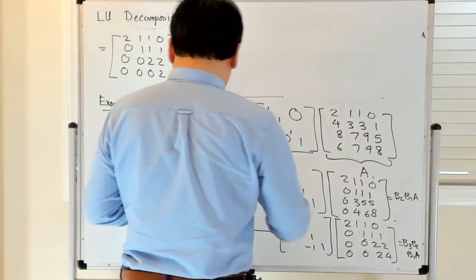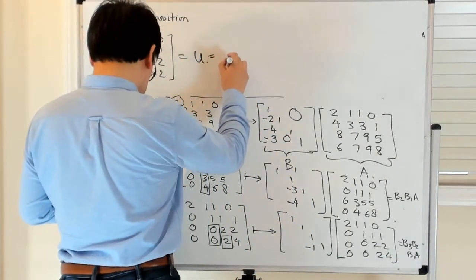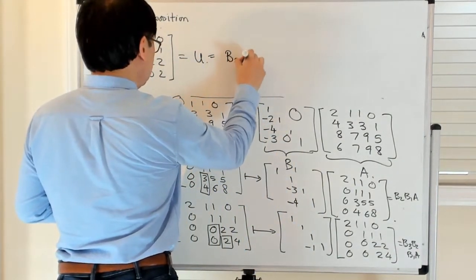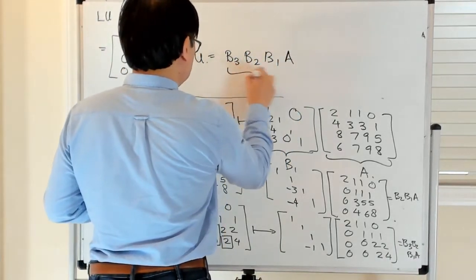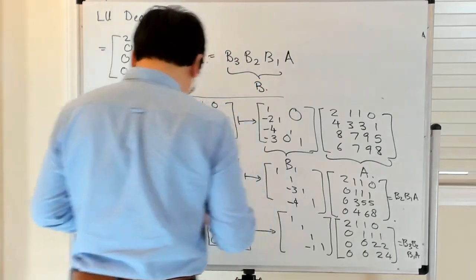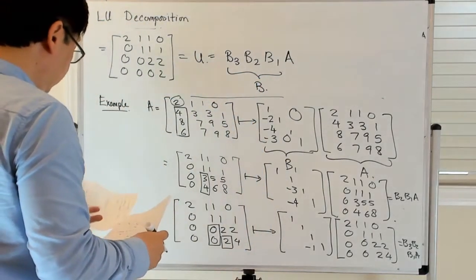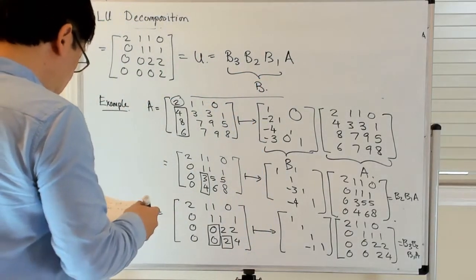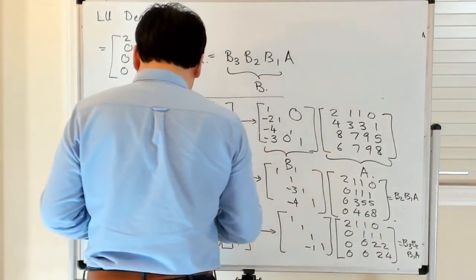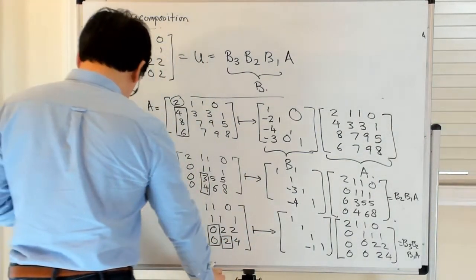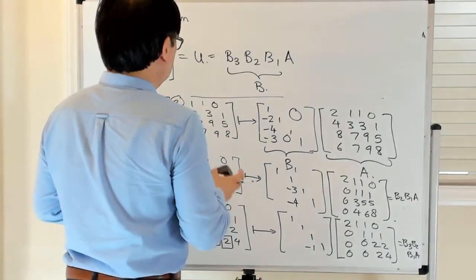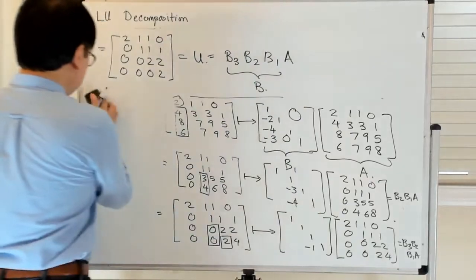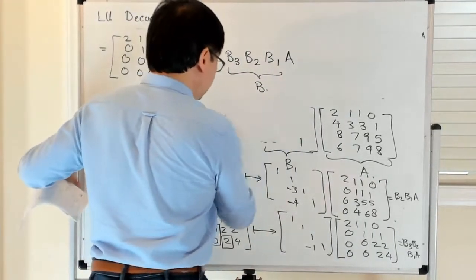So U is equal to B3, B2, B1 times A, and this is what I call the matrix B. Okay. All right. So now you can do something here. All right. So we have, okay, so let's see what's going on now.